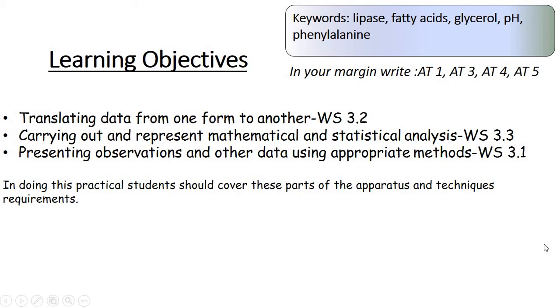Okay, so just linking into the objectives and some of the specification links as well. We've got keywords at the top: lipase, fatty acids, glycerol, which we'll talk about in a minute, pH, and phenolphthalein as well, which we'll refer to. We're going to be able to translate data from one form to another, picking up on specific skills here: carrying out and representing mathematical and statistical analysis, presenting observations and other data using appropriate methods. For example, we're going to be practicing the skill of drawing tables, calculating mean values, and presenting that data in a graphical form. In doing this practical, students should cover these parts of the apparatus and techniques requirements.